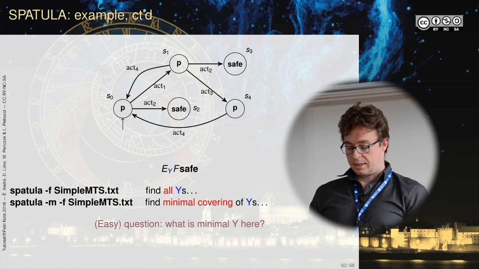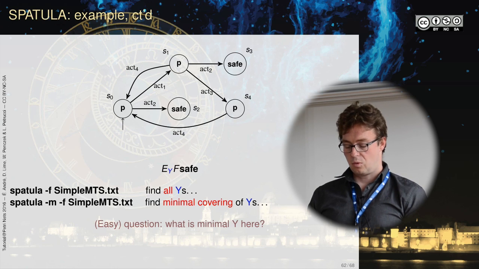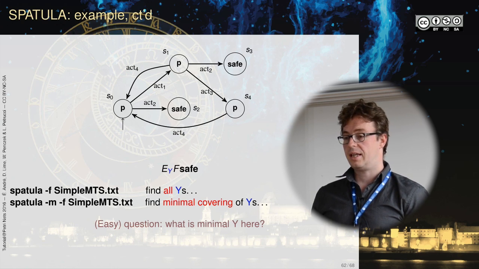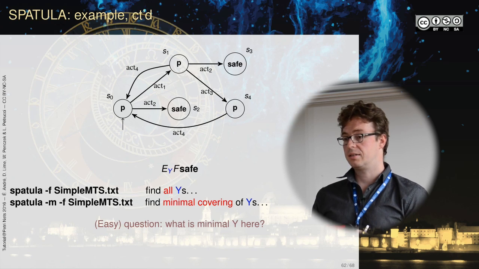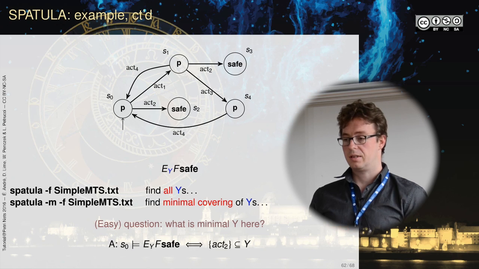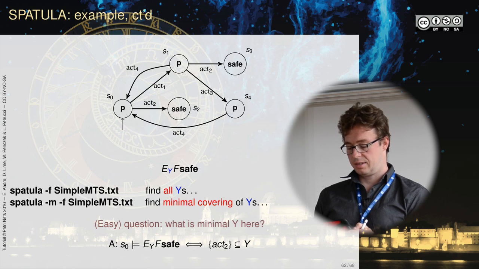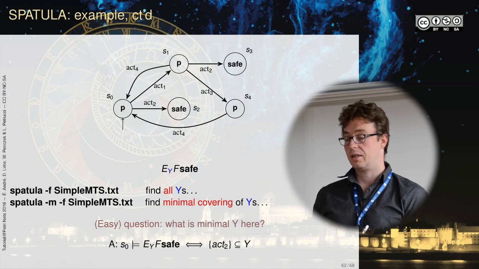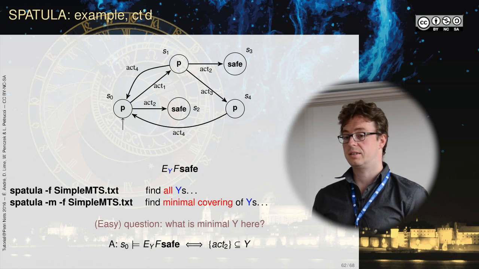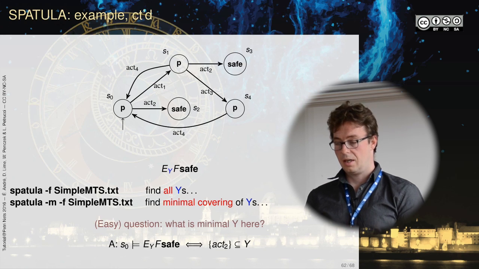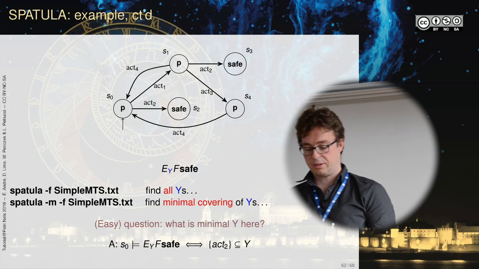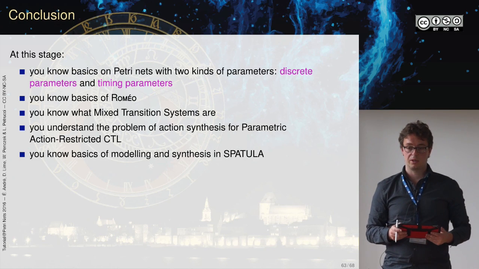And so in this case, we can ask what's the minimal set of actions under which safe can be reached from the initial state. And well, the answer is, this is actually the core of all these sets, it is Act 2. This needs to be present in every set of actions that allows to reach safe. Okay, this concludes the brief description of Spatula.